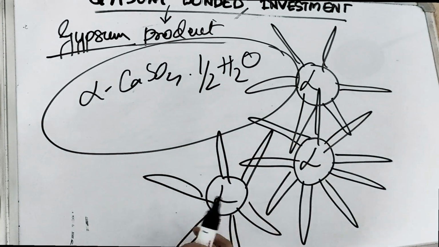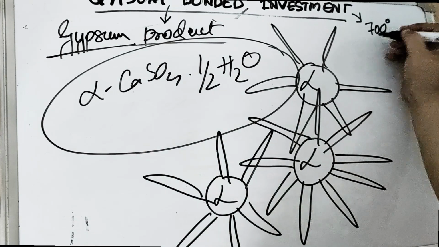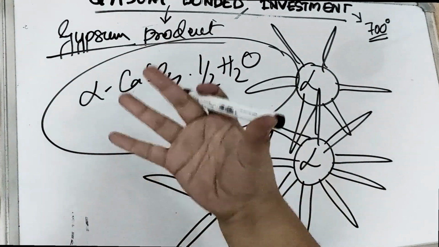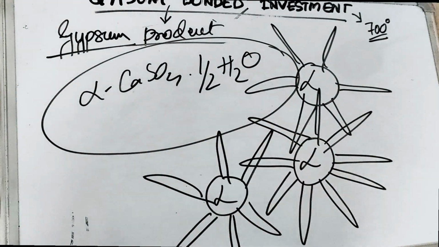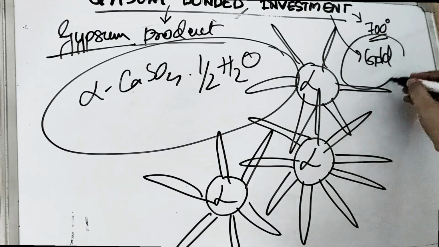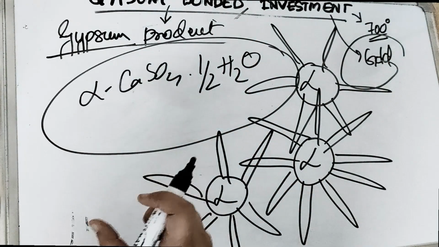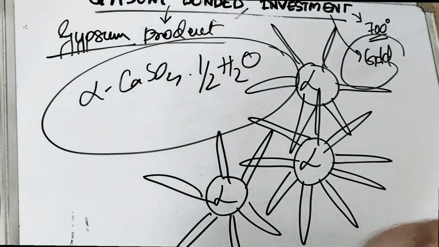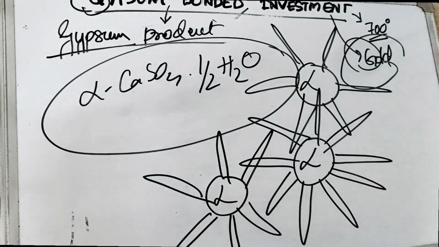So gypsum bonded investment material, first of all, we can only burn it up to 700 degrees Celsius. More than this, the gypsum bonded investment material will start distorting its own structure. That means it cannot withstand such a high temperature. So what are we going to use the gypsum bonded investment for? Gold alloys. So for the conventional gold alloys, we use the refractory material, the investment material, I must say, the gypsum bonded investment material. So an easy trick to learn is that G is for gypsum and G represents gold also, right?